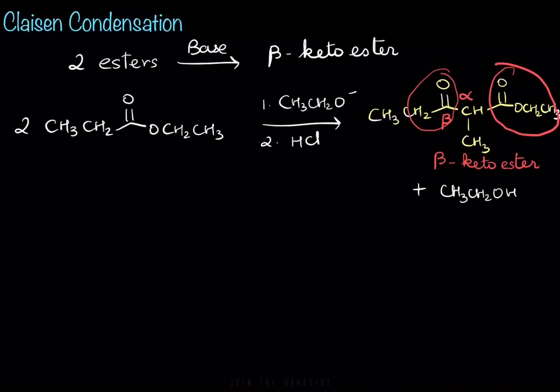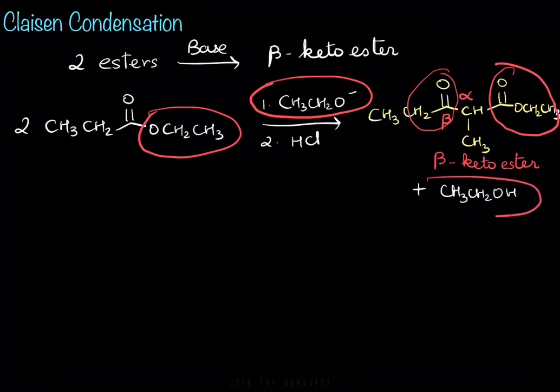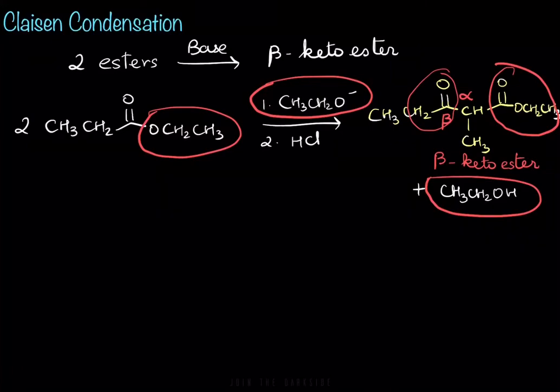So for Claisen ester condensation, the base that is used should be exactly the same as the leaving group. So you can see that the base is exactly the same as the leaving group.